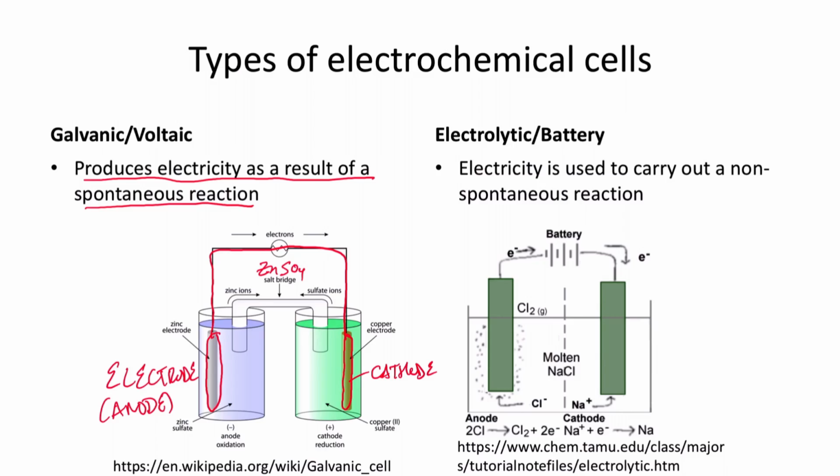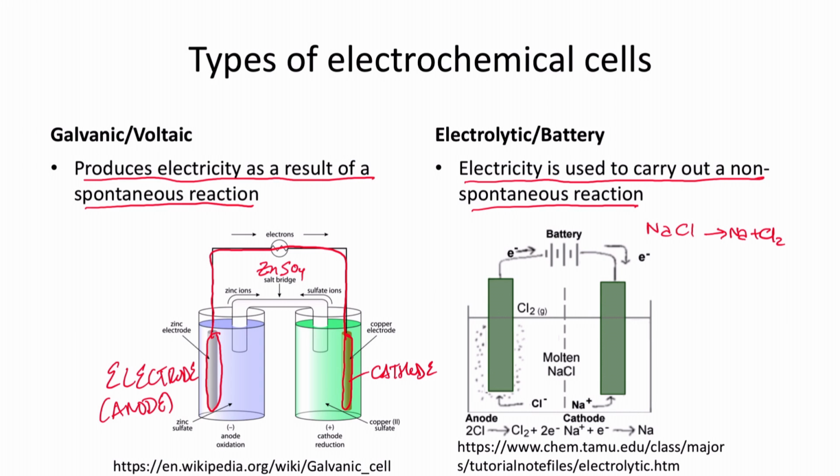The other example is an electrolytic cell or a battery. That's on the right. This one, we're going to use electricity to actually carry out a non-spontaneous reaction. This might be an example like taking sodium chloride and having it undergo electrolysis to break it apart into sodium and chlorine.